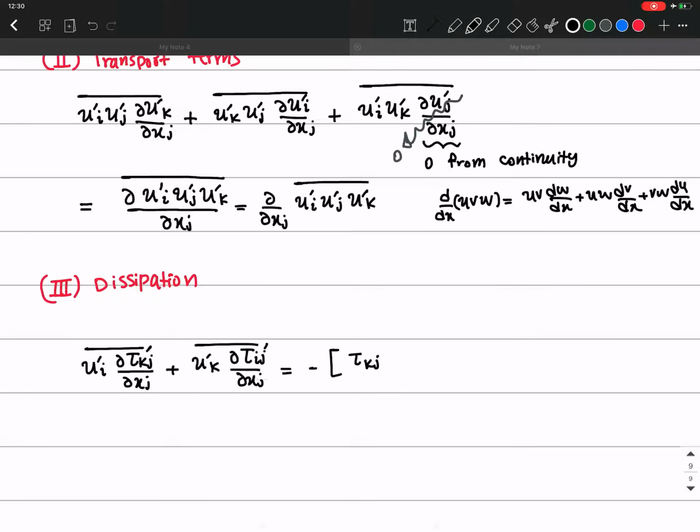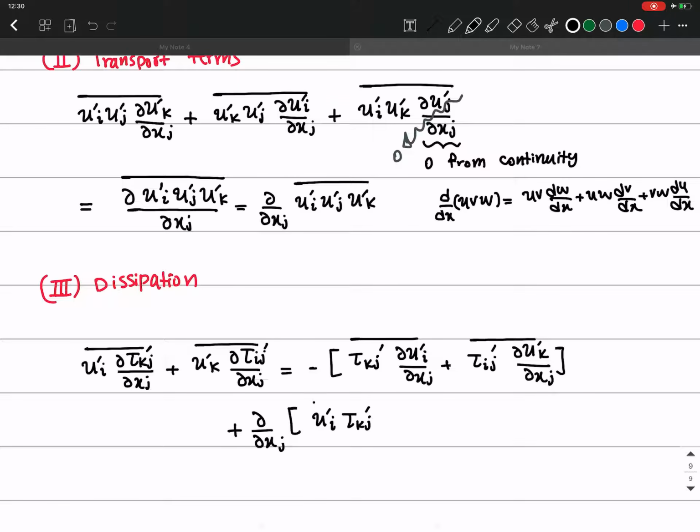tau kj prime partial u prime i over partial xj bar plus tau ij prime partial u prime k over partial xj. Then I add the derivative of the multiplication, which is partial over partial xj of u prime i tau kj prime bar plus u prime k tau ij prime bar. Okay.